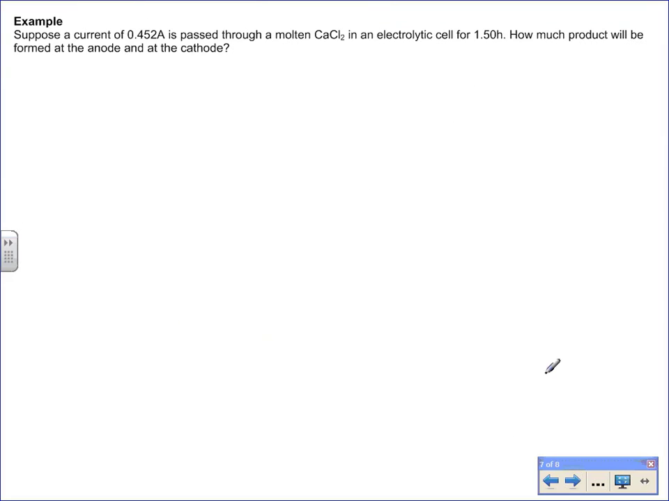The easiest thing to do is to look at an example here. We've got a current of 0.452 amps being passed through molten calcium chloride in an electrolytic cell for 1.5 hours. How much product will be formed at the anode and at the cathode? Since we've got molten calcium chloride, we can figure out the half reactions. At the cathode, we've got calcium gaining electrons, and at the anode, we've got chlorine losing electrons.